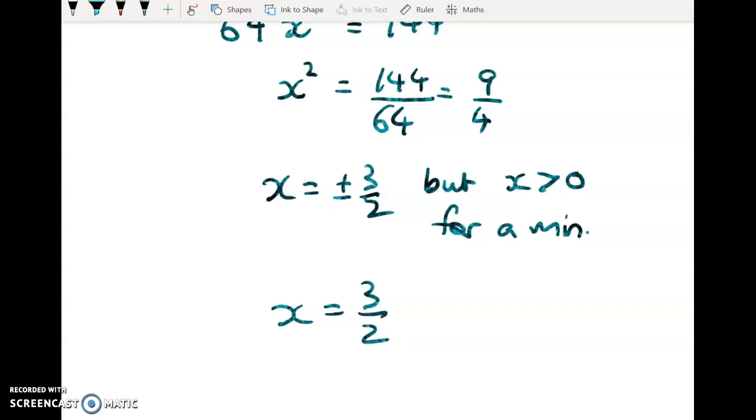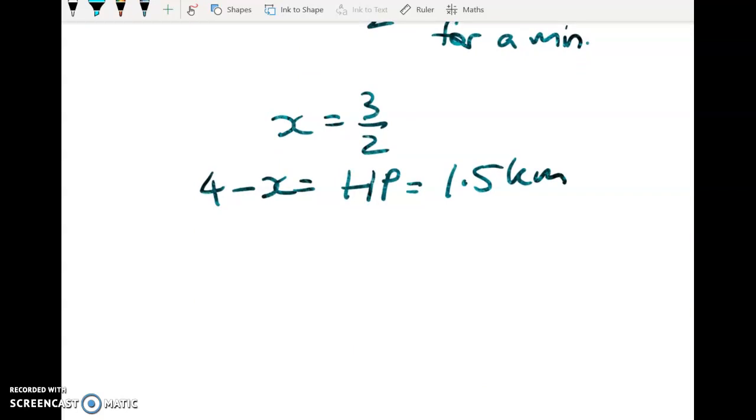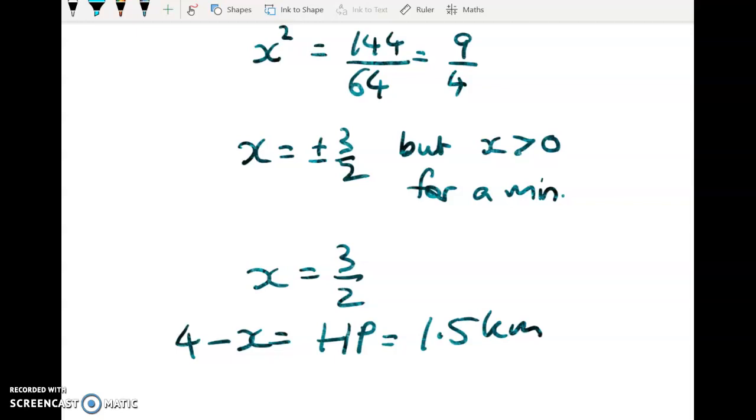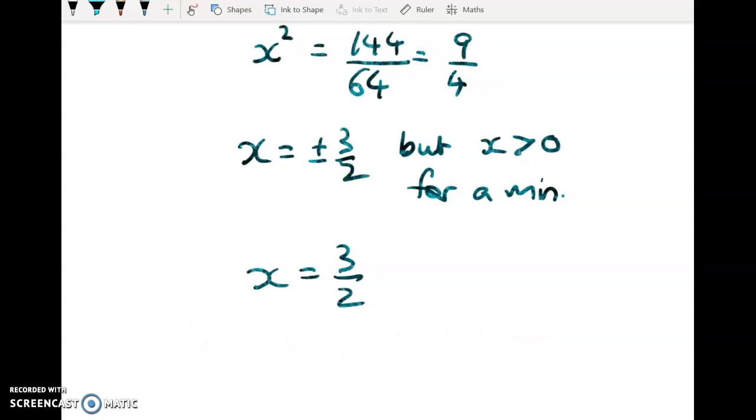And then that means that 4 minus x, which is the distance HP, is equal to 4 minus 2.5, which is 1.5 kilometers. And I think it's worth writing a sentence out like that. Hang on, what have I done? I've done something really stupid. X is 3 over 2. 3 over 2 is not 2.5. Okay. I'm trying to get to the end too fast. X is equal to 1.5. 4 minus x is equal to 2.5, not 1.5.